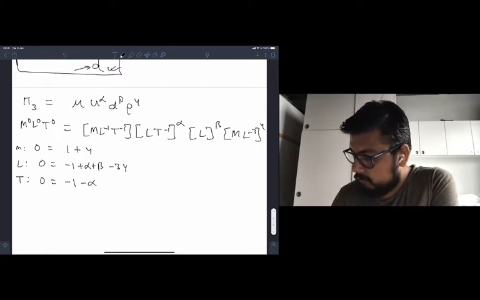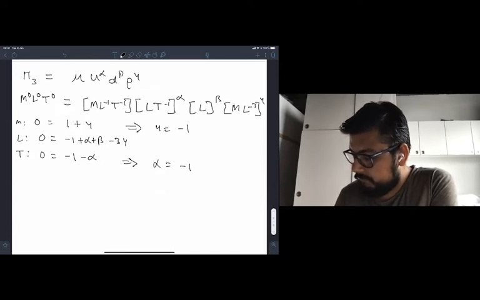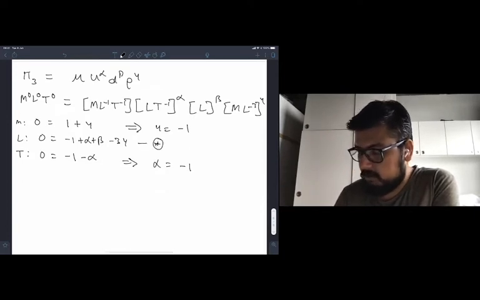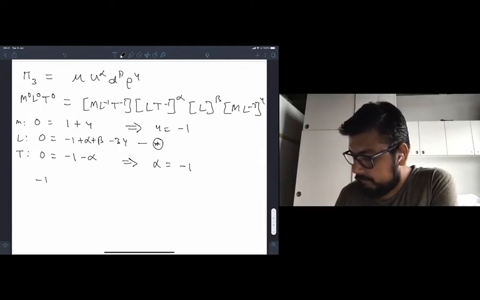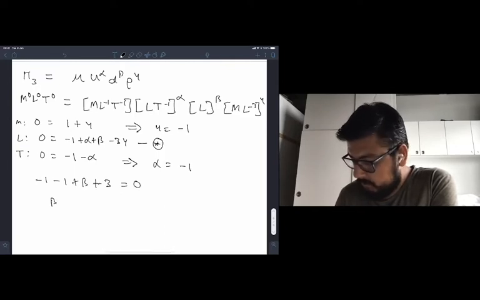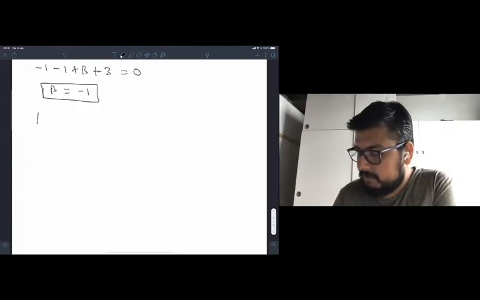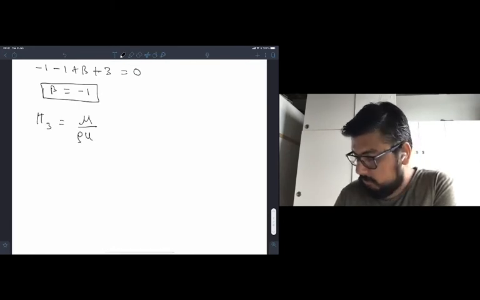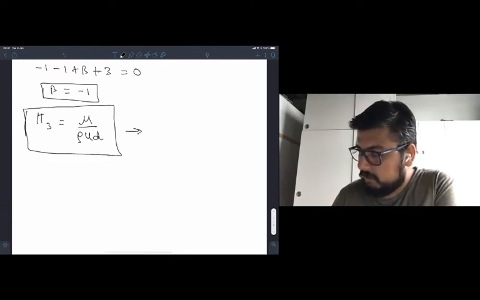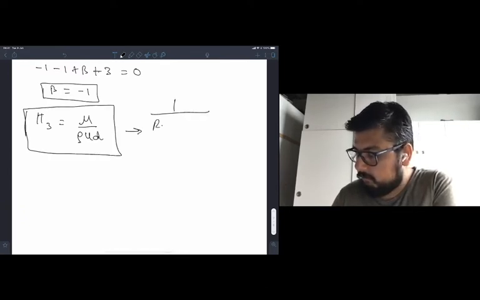That's it. So this first equation gives us that gamma is minus 1. The second equation gives us alpha is also minus 1, which means we put these two in star, then we get minus 1 minus 1 plus beta plus 3 equals 0. So this will give me beta is equal to minus 1, which gives me the third dimensionless unit, which is mu upon rho u d. And some of you might recognize this as the inverse of the Reynolds number.